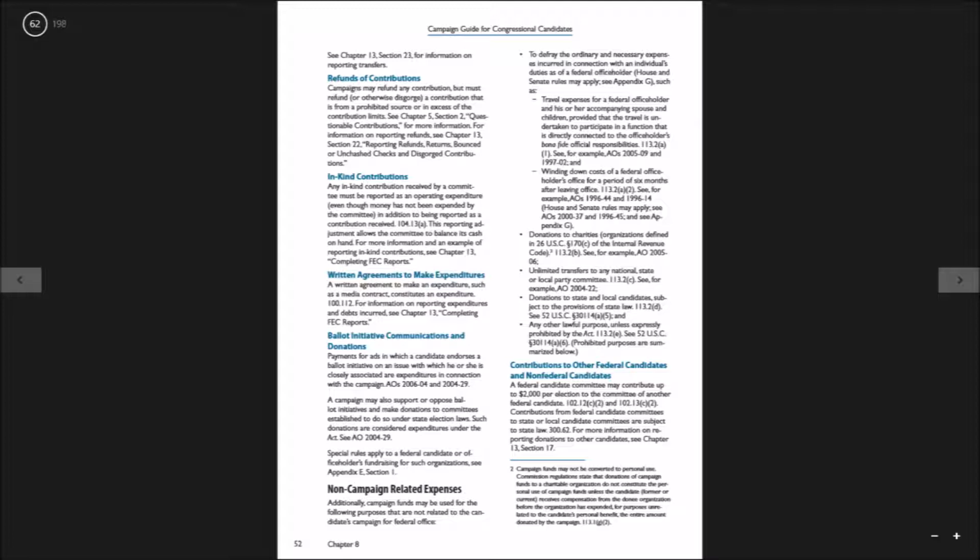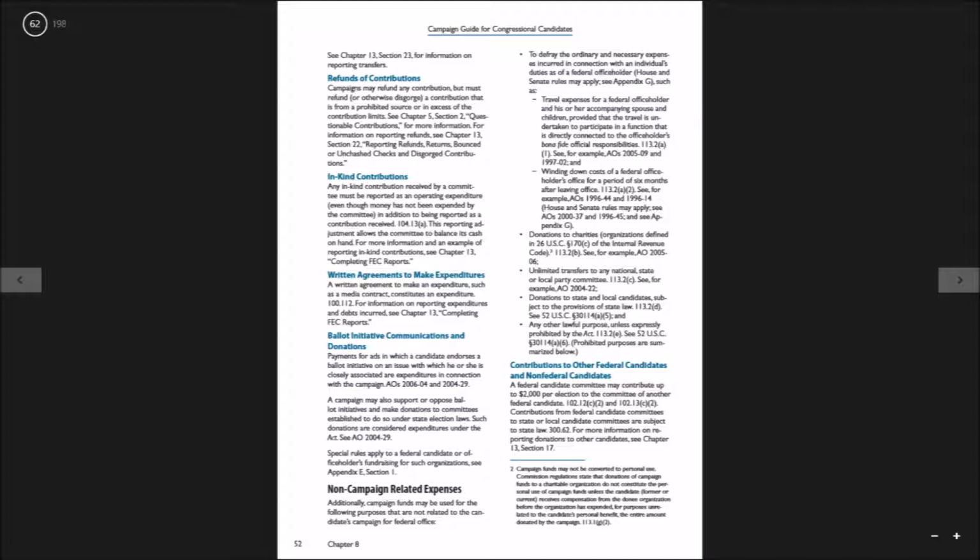Contributions to other federal candidates and non-federal candidates. A federal candidate committee may contribute up to $2,000 per election to the committee of another federal candidate. And contributions from federal candidate committees to state or local candidate committees are subject to state law. For more information on reporting donations to other candidates, see Chapter 13, Section 17.